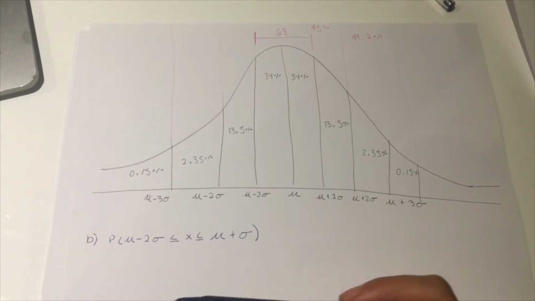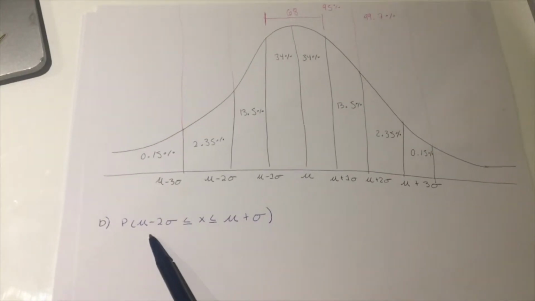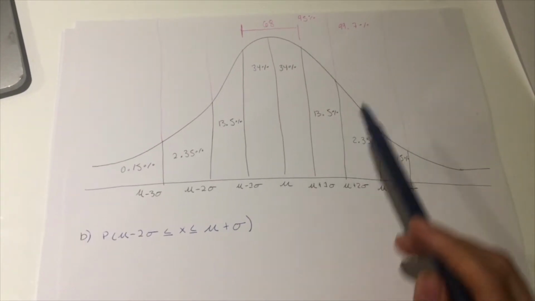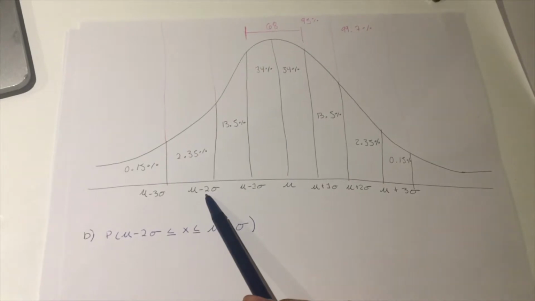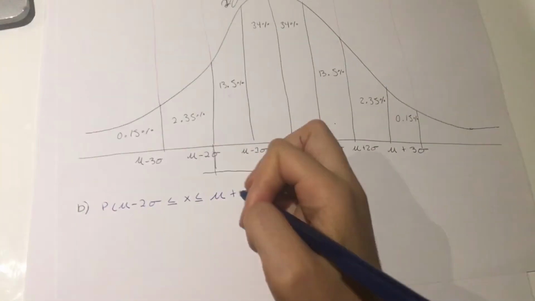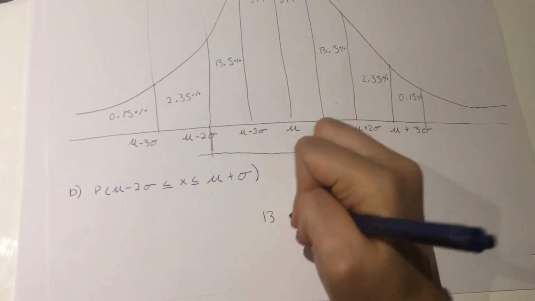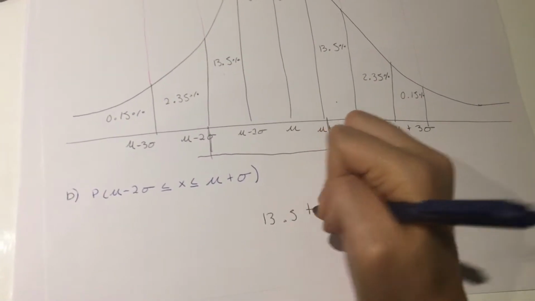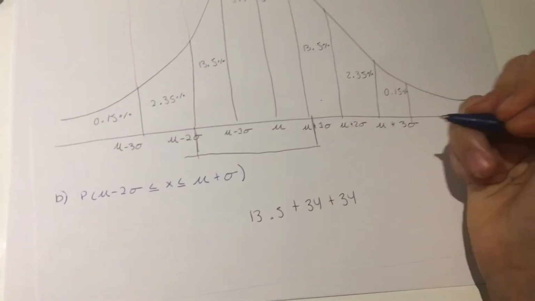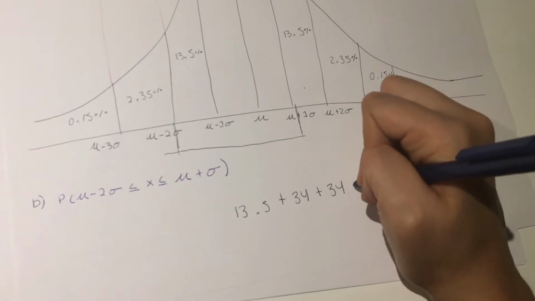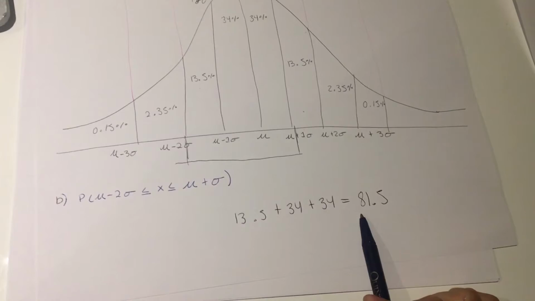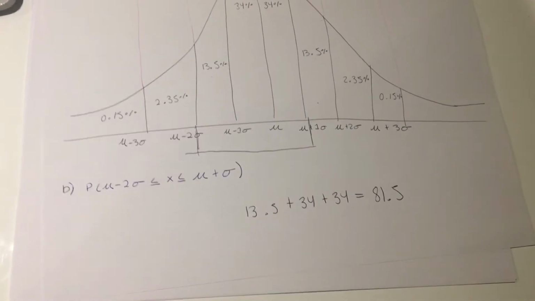In the problem, they ask you to find -2 to positive. So in the chart, you have to recognize here. So you got 13.5 plus 34% plus 34%. This will give you 81.5%.